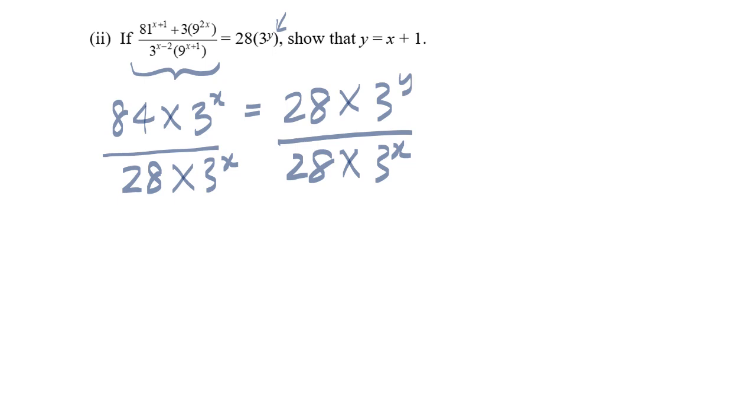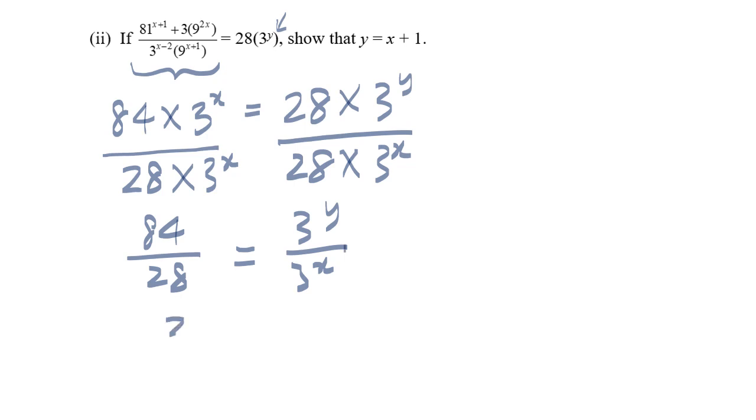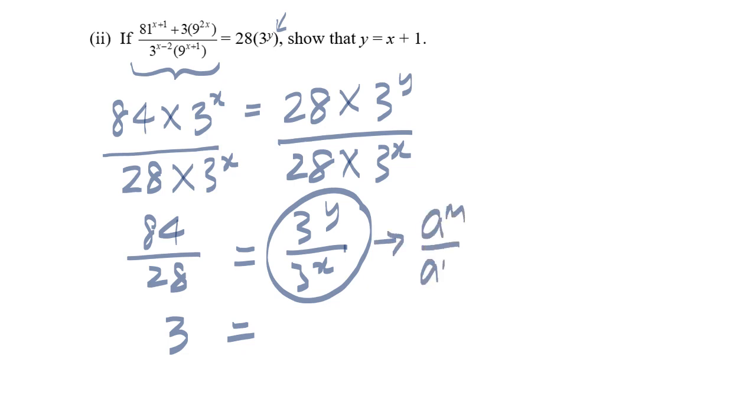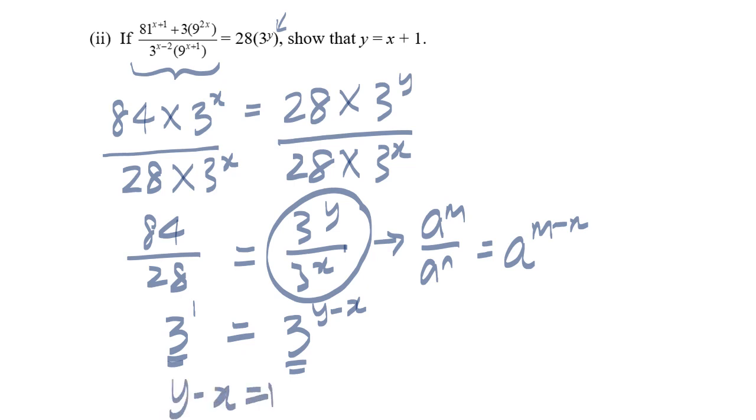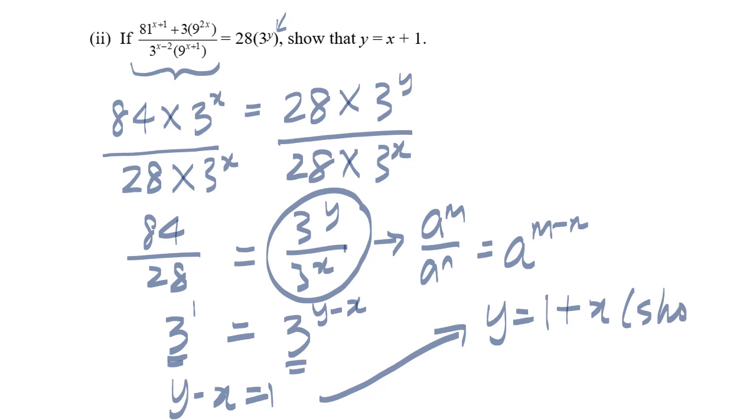Okay, so on the left hand side, I'll be left with 84 over 28. On the right hand side, I'll be left with 3 to the power y over 3 to the power x. And 84 divided by 28, if you use a calculator, is actually 3. And this one here, we can use the formula to get a to the power m minus n. So that will give us 3 to the power y minus x. And 3 is 3 to the power 1. So if they have the same base, then we can conclude that the powers would also be the same. And from there, we can make y the subject, which is 1 plus x, which is what the question wants us to show.